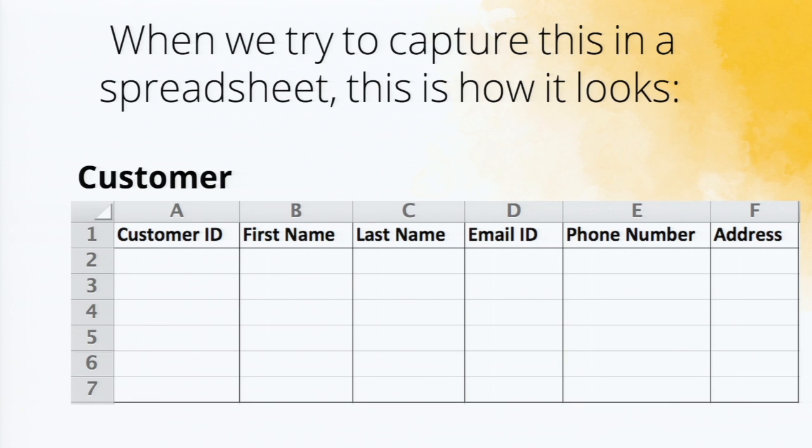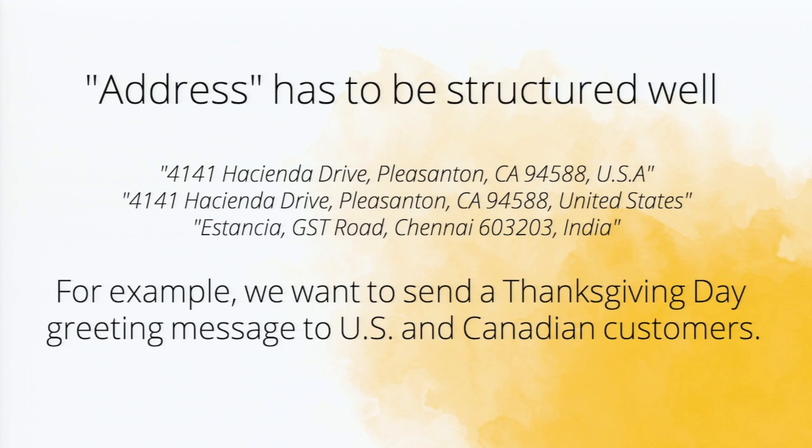And this is how the customer data will look in your spreadsheet. You'll have the customer ID, first name, last name, and then the address column. But if you really look at the address column, it is not structured well. For example, I can have the complete address in just one field. And for example, I want to send a Thanksgiving Day greeting message to US and Canadian customers, right? I cannot really scan the address field, because it has all the information as one text.